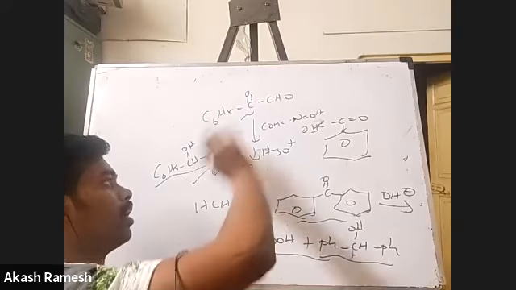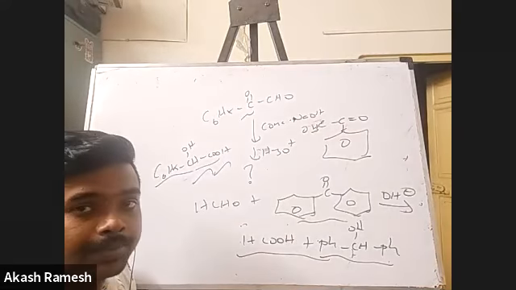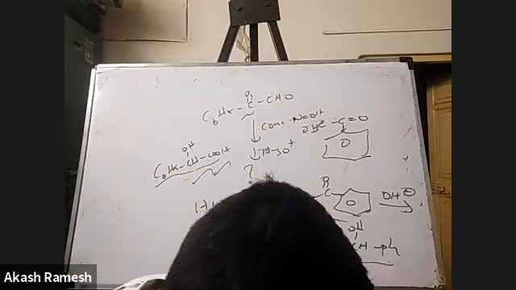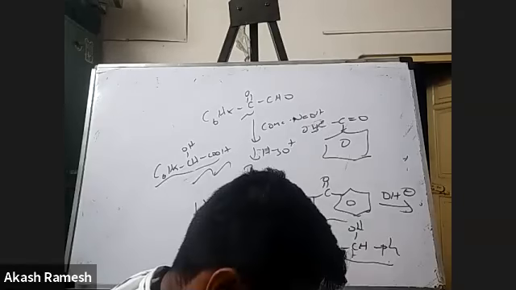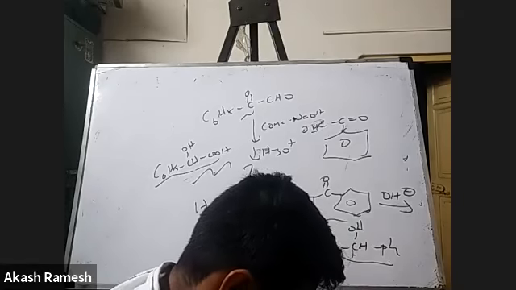So this is my ketone, which will get reduced to form alcohol. CHO will become COH. That's it. Right? Okay. Again, an easy question. Not an easy question. You have learned something new, right?